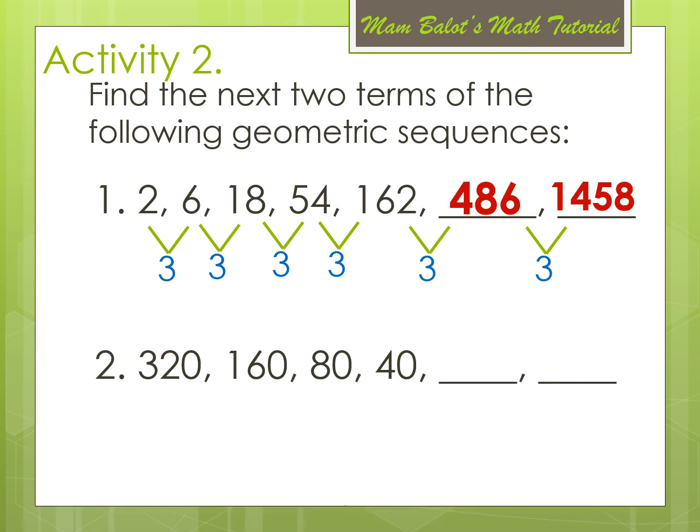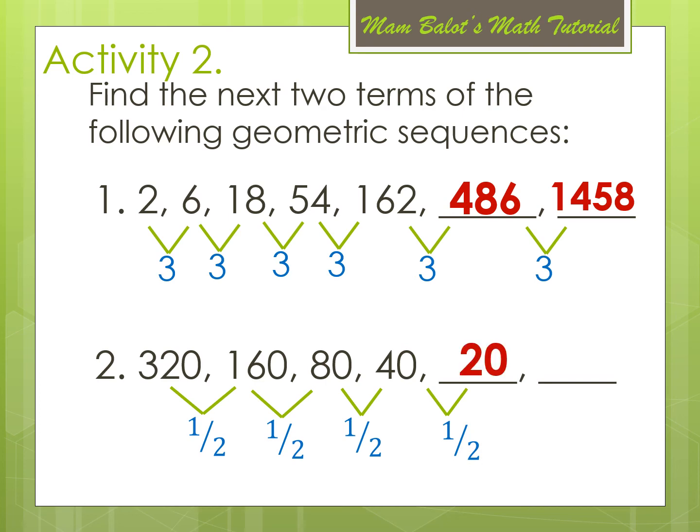Example number 2. We have 320, 160, 80, 40, blank, and blank. So the common ratio here is 1/2. So therefore, we divide the terms by 2. So 40 divided by 2 or times 1/2 is equal now to 20. Multiply another 1/2 and that is equal to 10.